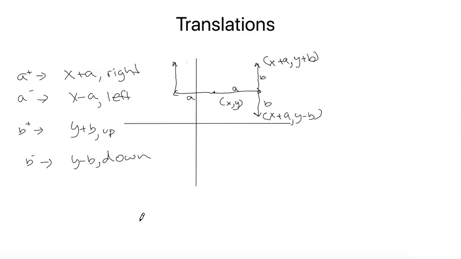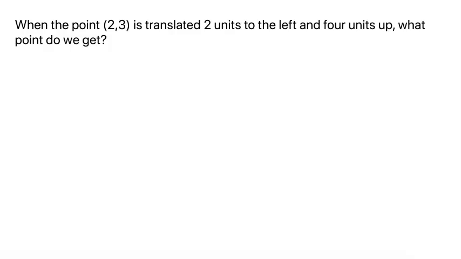So the general formula for translation is x, y becomes x plus a, y plus b. This takes into the fact that a can be positive or it can be negative, and the same with b. So now when we have the point 2, 3 is translated 2 units to the left and 4 units up, what point do we get?